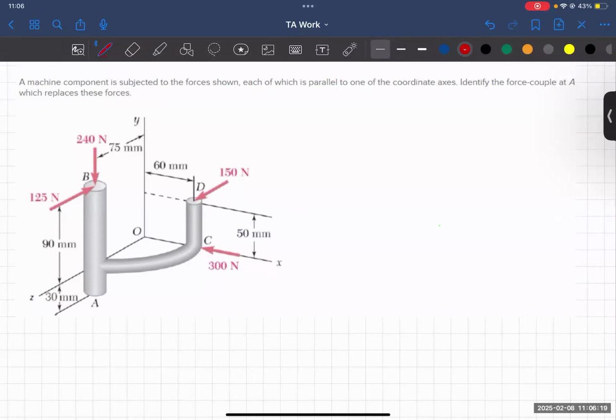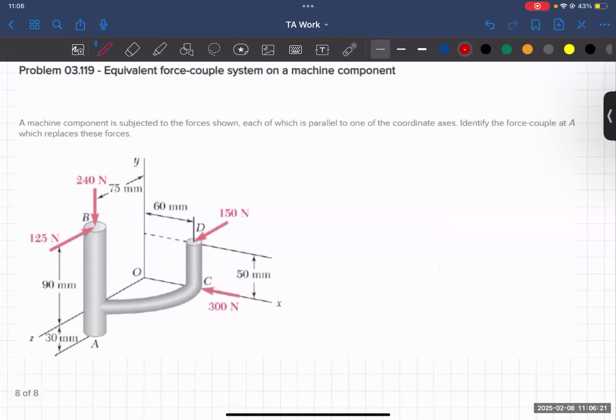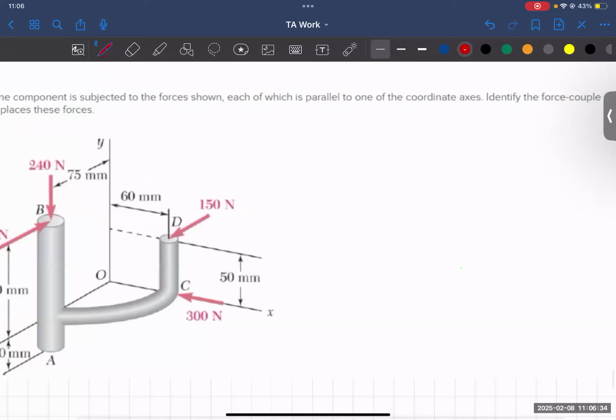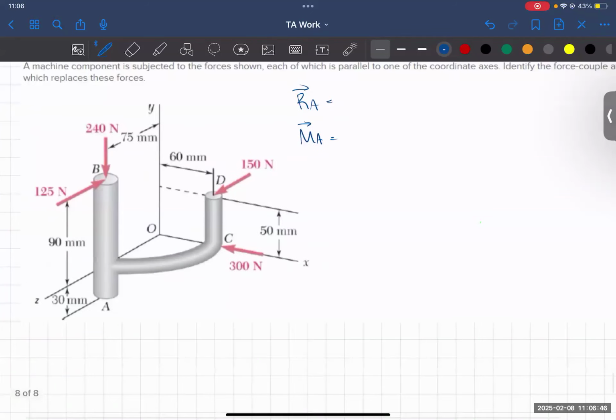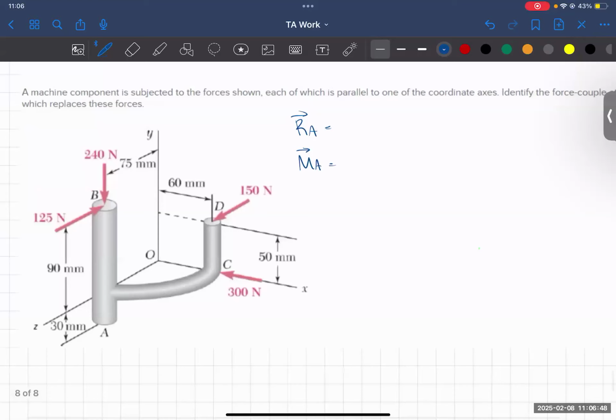So first things first, let's read the problem statement. It says equivalent force couple systems on a machine component. The machine component is subject to the forces shown, each of which is parallel to one of the coordinate axes. Identify the force couple at A which replaces these forces. So it's asking for the force couple at A, so we know we have to find R vector at A and M vector at A. In this case we have X, Y, and Z direction, so it's a three-dimensional problem.